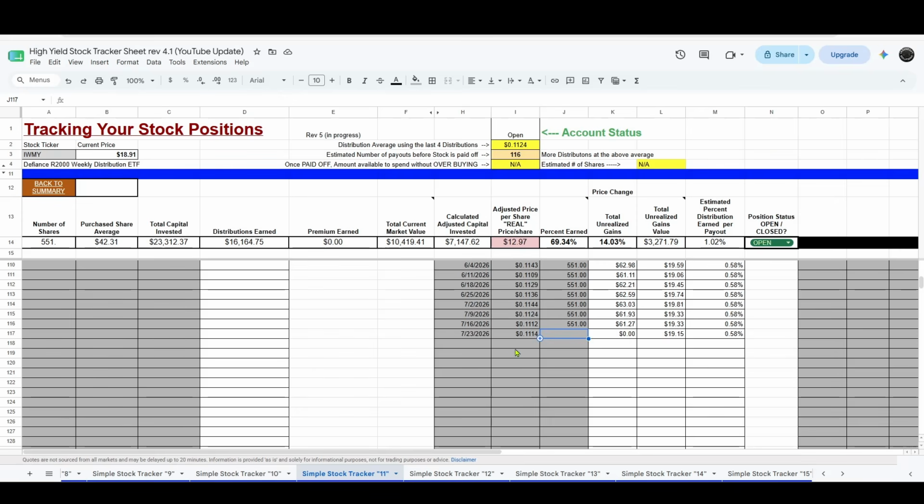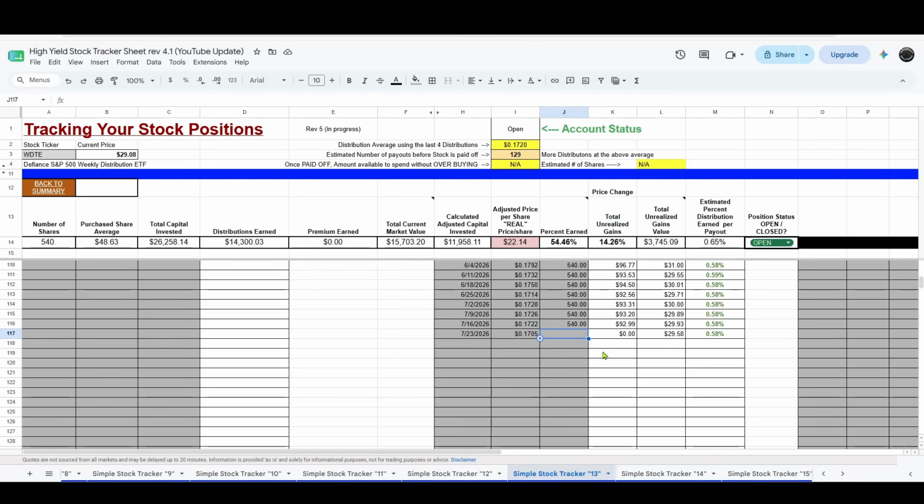On IWMY, we earned 11 cents, and I have 551 shares, which is going to help to lower that real price per share of $12.97 down to $12.86. And if I were to sell all my shares at the current price of $18.91, I would make $3,333. For QQQY, we earned 13 cents, and I have 551 shares. And that's going to help to lower that real price per share of $16.97 down to $16.84. With the current price of QQQY at $21.94, I would make $2,809 if I sold out of QQQY.